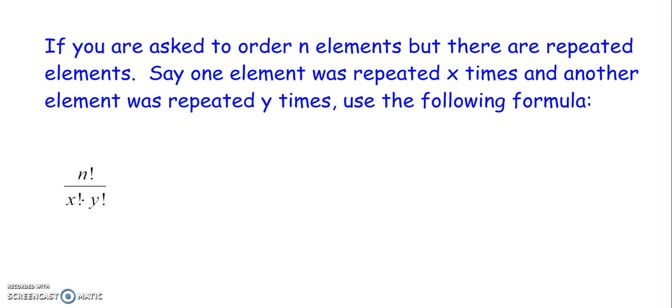Say one element was repeated x times, another element was repeated y times, that's the following formula. This is your permutations formula on the top. All right, and because some of them are being repeated, you have to divide out what's being repeated. If something was repeated x times, then you divide out x factorial. Another element is repeated y times, divide out y factorial.